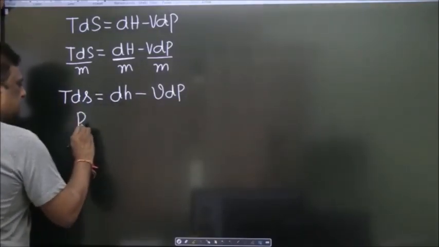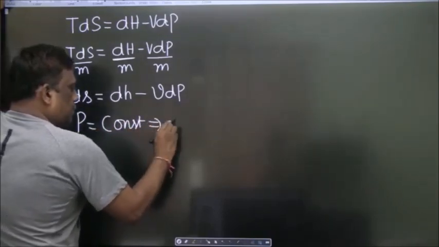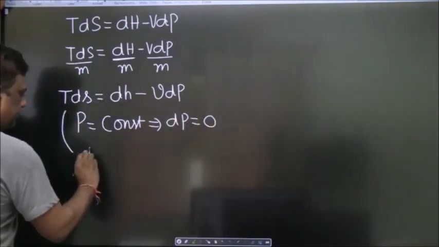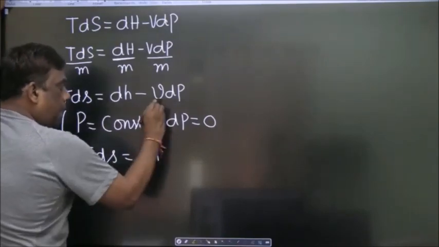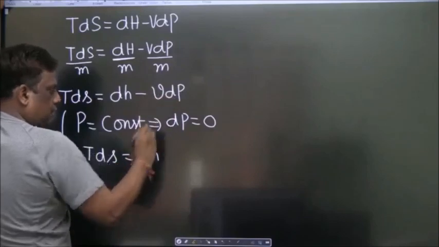Let us take a constant pressure or isobaric process. When the pressure is constant, the change in pressure is obviously zero. So let us take up this equation: TdS is equal to dH minus VdP. What is dP? Zero. Since dP is zero, this term will be zero, leaving dH.